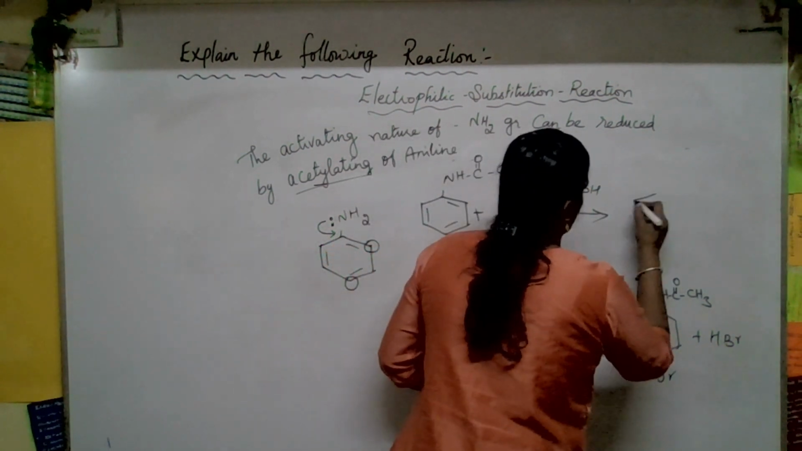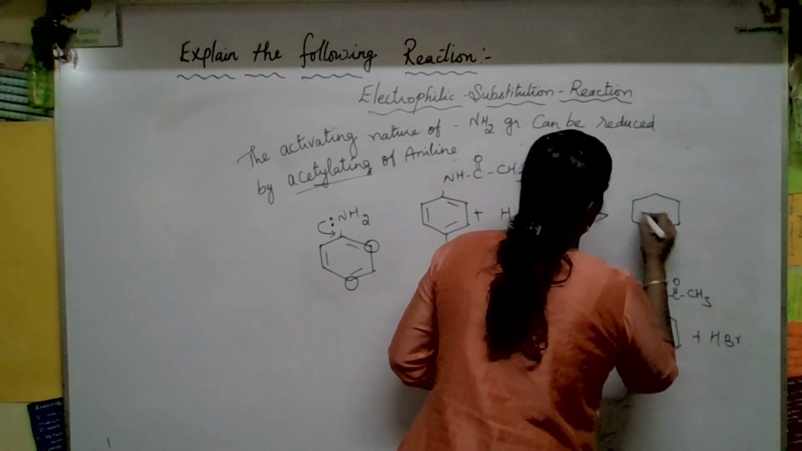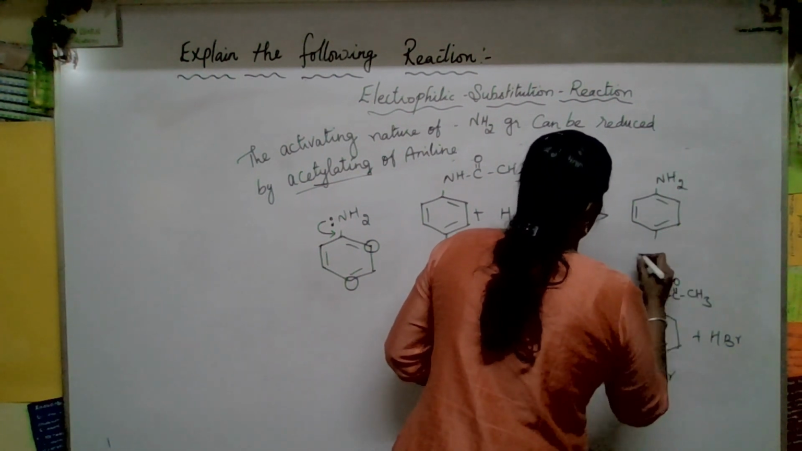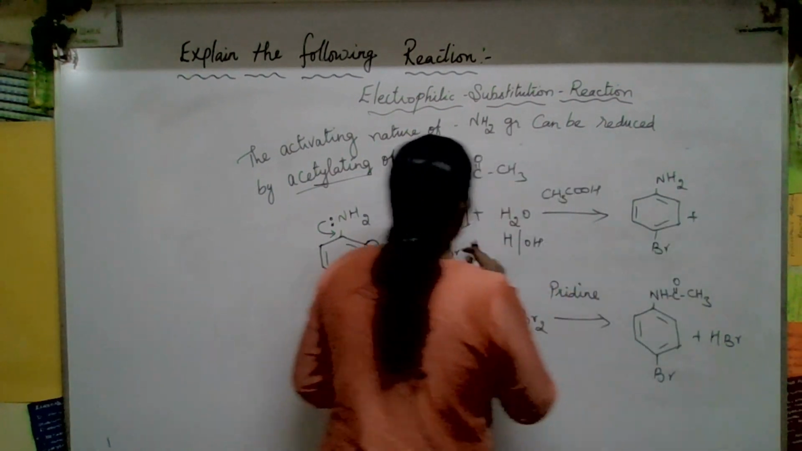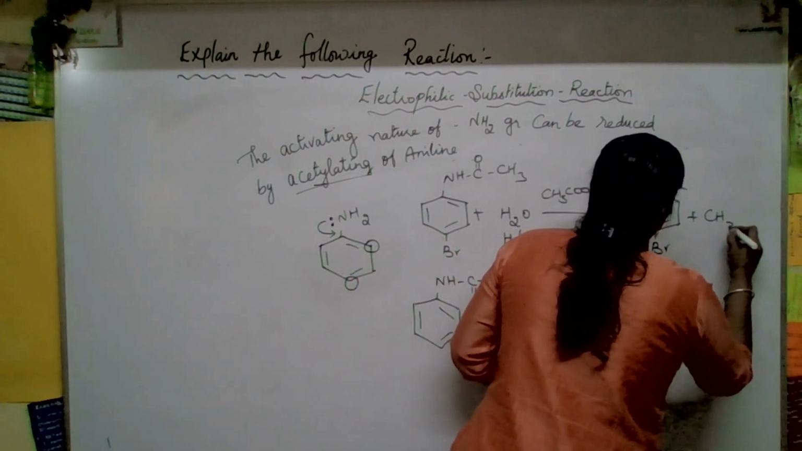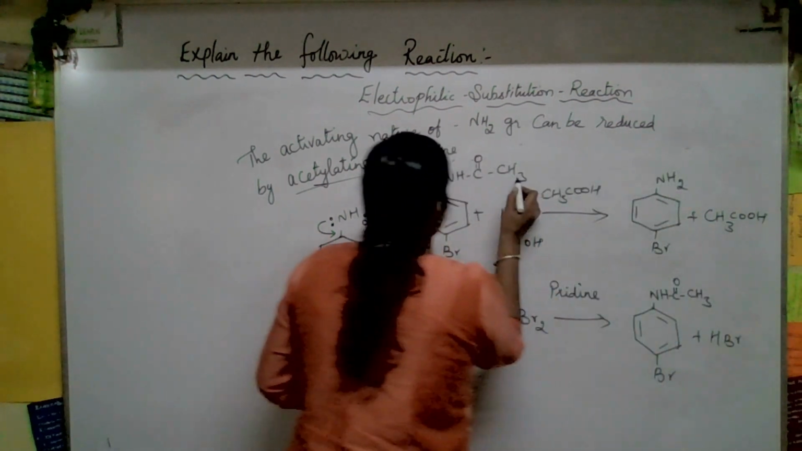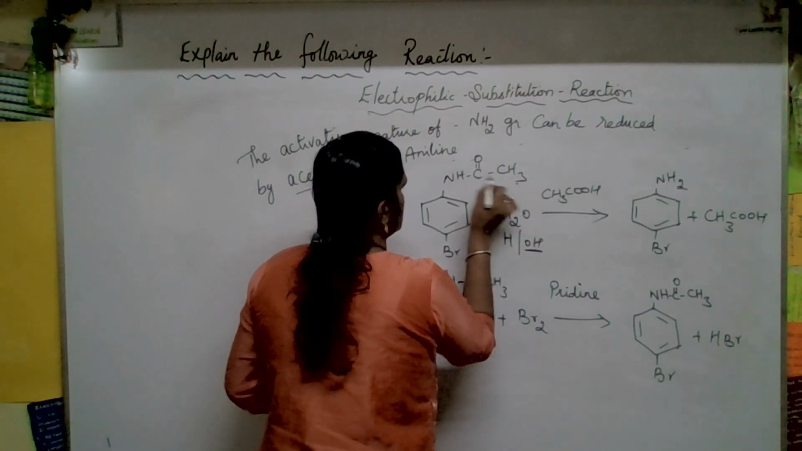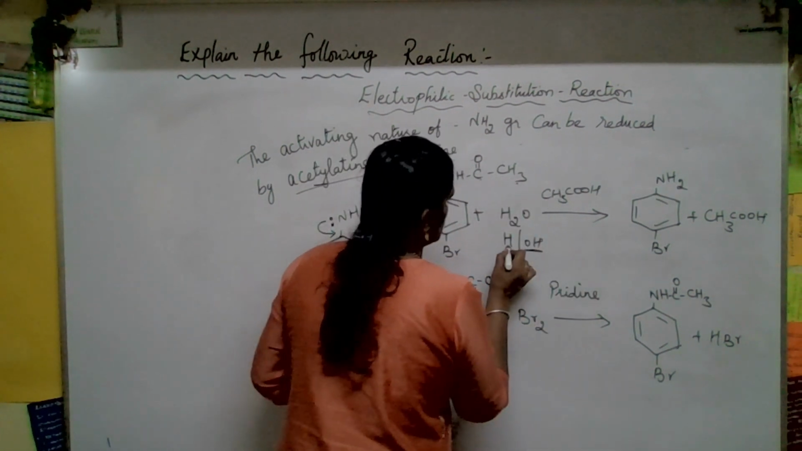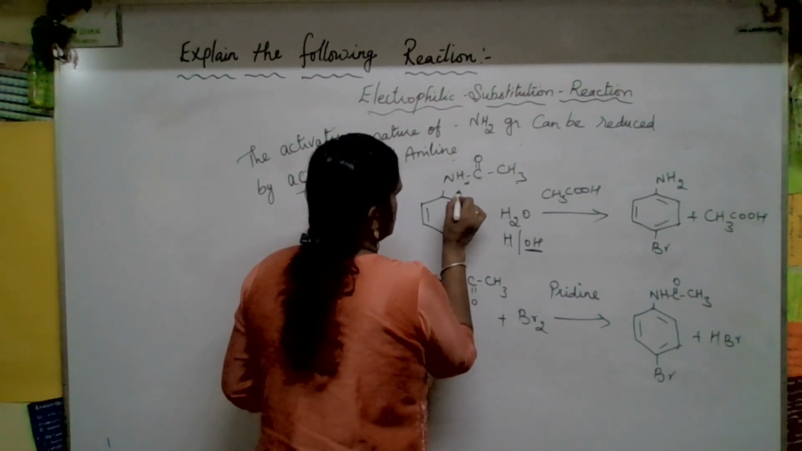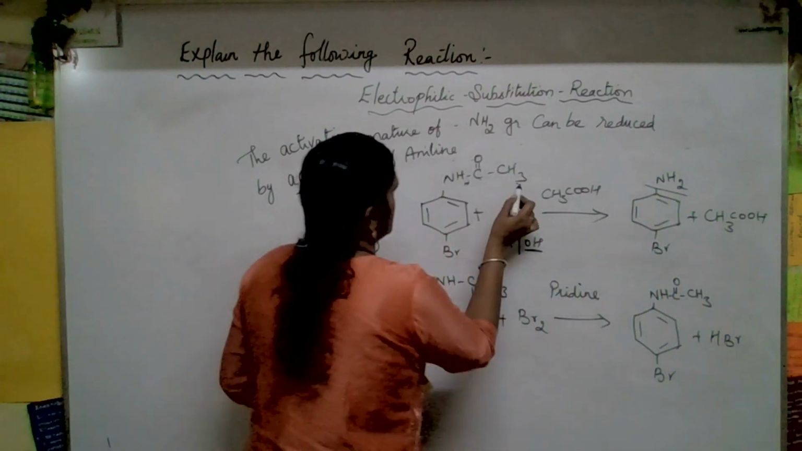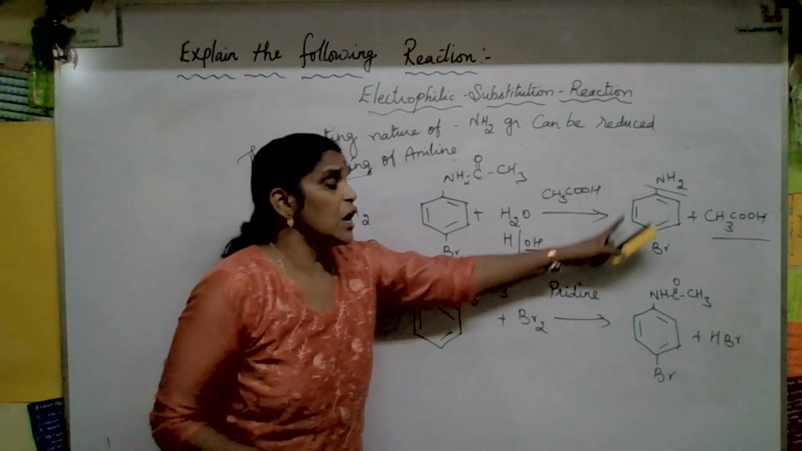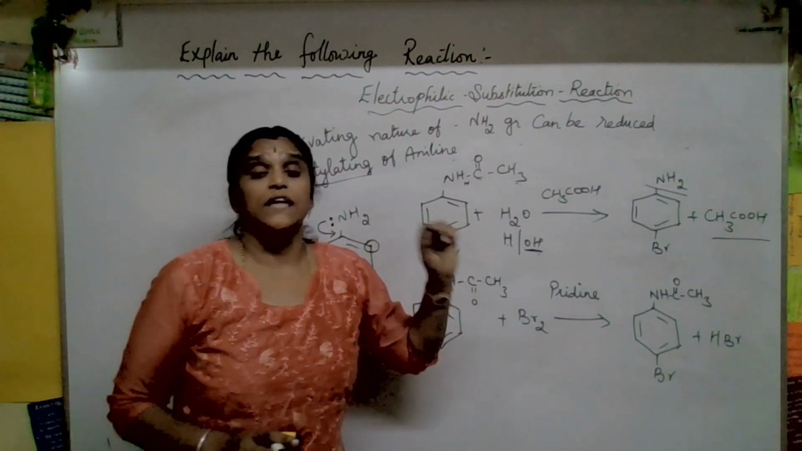So automatically you will get aniline as the product, para-bromoaniline, NH2 with Br here, along with CH3COOH. Here the OH is there, no? CH3COOH. So that H will go and attach over here. Hydrogen. So automatically you will get NH2, and here you will get acetic acid. So you will get para-bromoaniline as the major product.